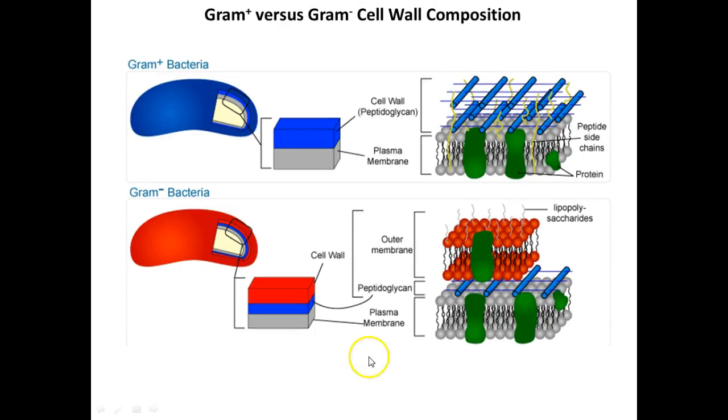So gram-positive, as I said, doesn't mean that they're positively charged. It means that the result in this test is that they stay purple. They start out purple and they stay purple. And the reasoning behind that is these cells that stay purple have a very thick layer of peptidoglycan. This is the substance that makes up the cell wall of bacteria. This is unique to bacteria.